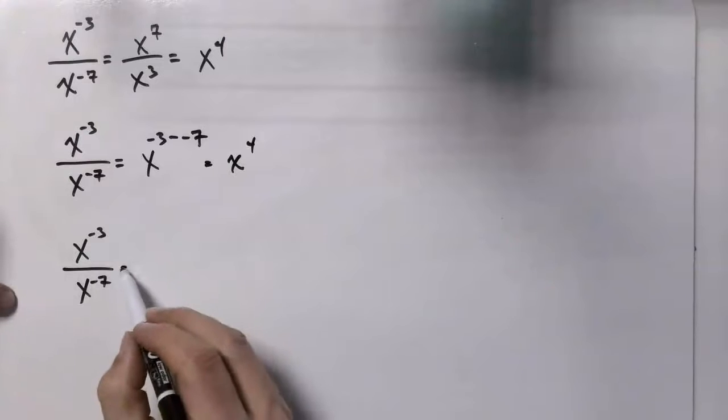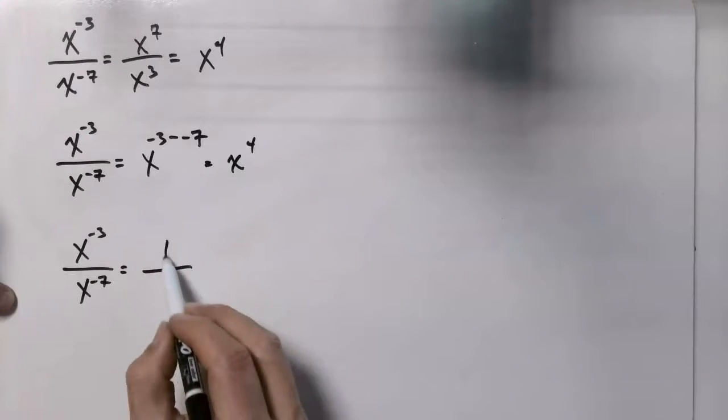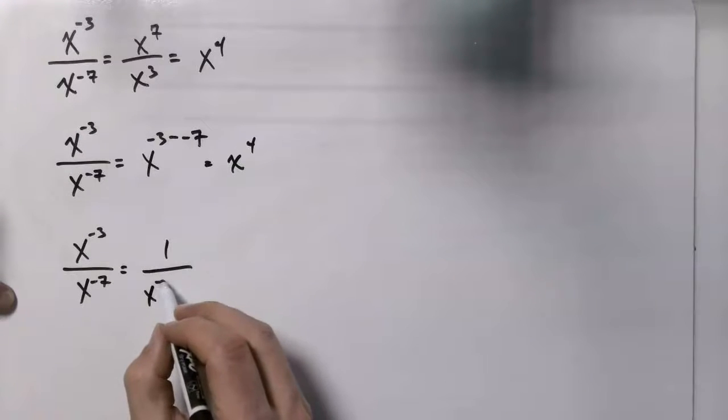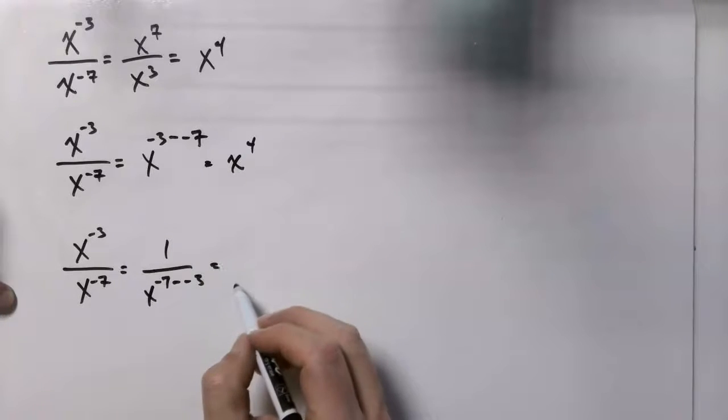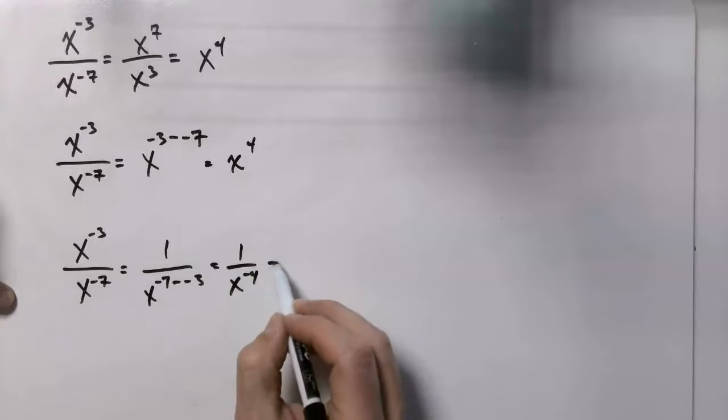That's true. But then let's say you felt like moving it to the bottom for some reason. Still works, but it's kind of weird. And you could say, oh, well, this is x to the negative 7 minus a negative 3. And you could say, oh, well, that's going to be 1 over x to the negative 4. I have to move that back up, and you could get x to the 4th.